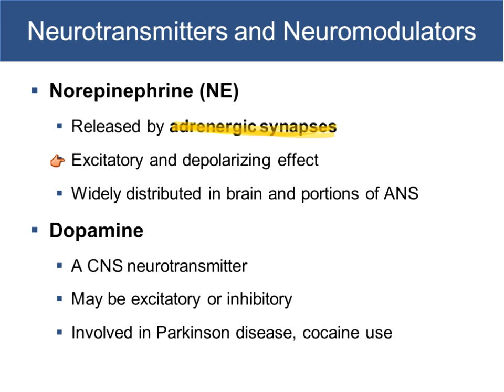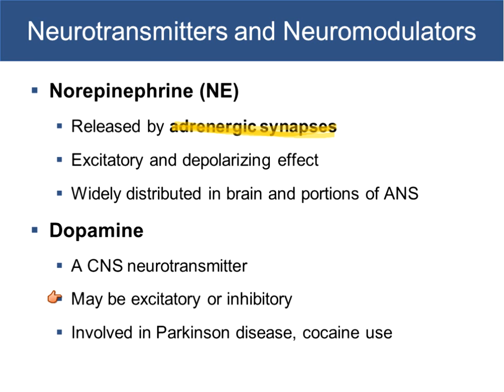Norepinephrine usually has a very excitatory and depolarizing effect, so it's an excitatory neurotransmitter. We find it widely distributed in the brain and definitely in parts of the autonomic nervous system. Dopamine is also a central nervous system neurotransmitter, which means that we don't really find it in the peripheral nervous system. Brain and spinal cord are where it hangs out.